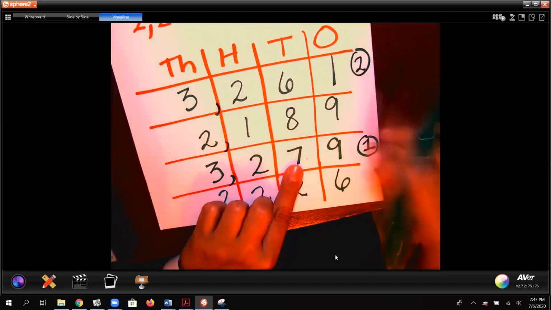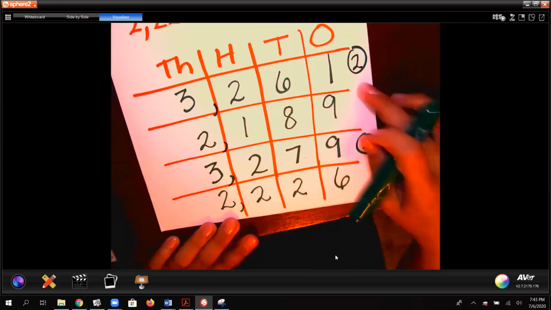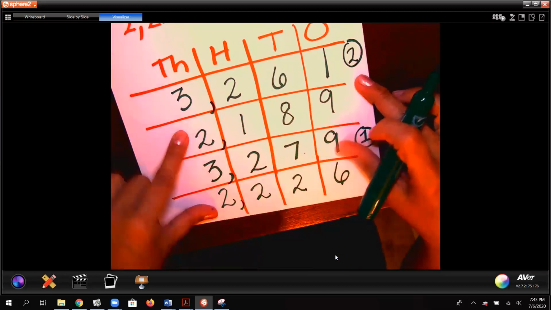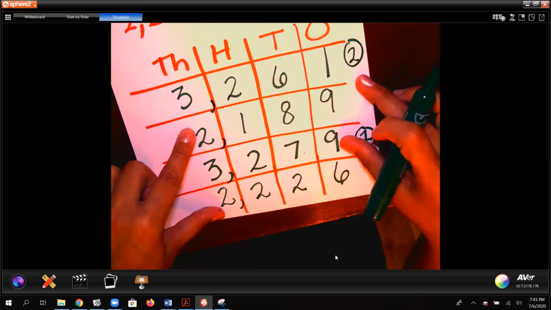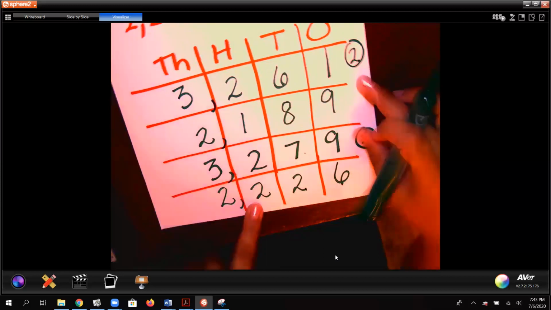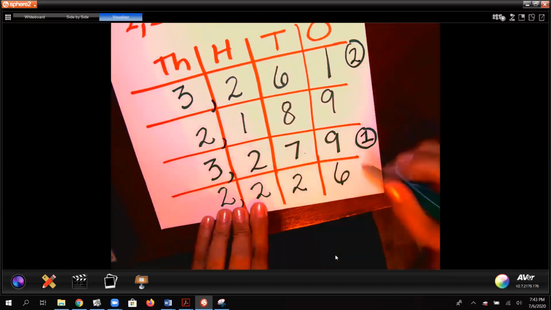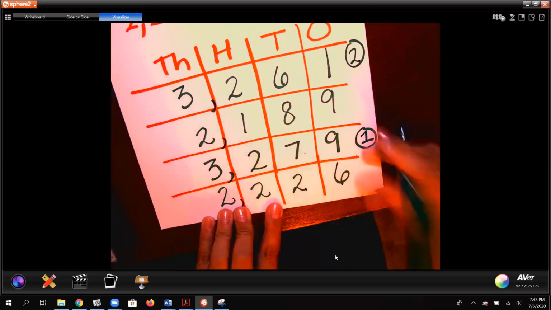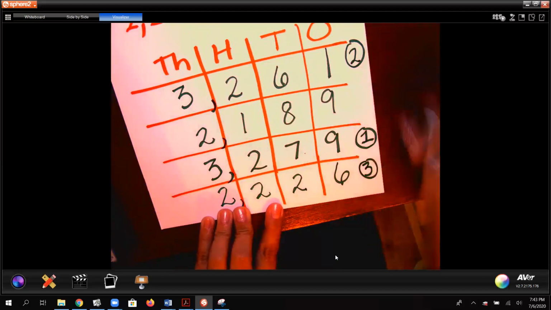So those are done. Now, which one is our next greatest one? Let's go back to the beginning. 2 and 2, they're the same, so we keep going. 1 and 2, 2 is greater. So this one will be third, first, second, third, and our least one is this one.